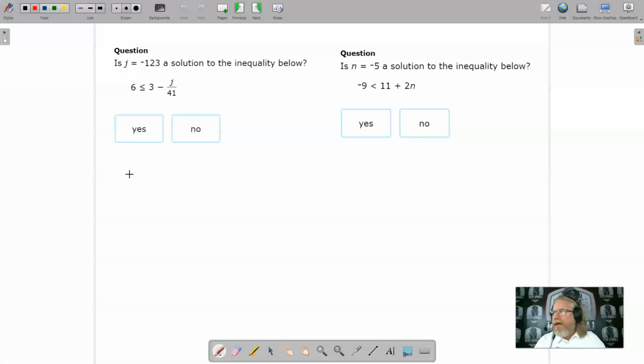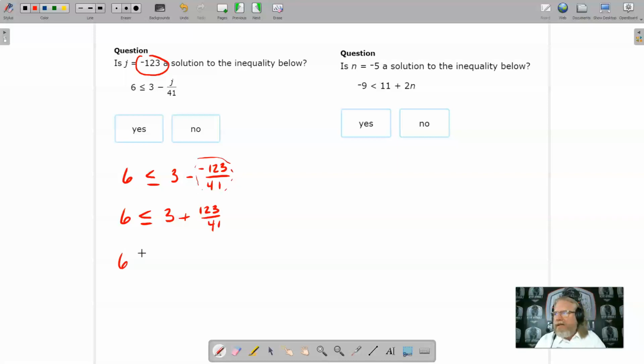Okay, so we'll go ahead and actually work this one out. 6 is less than or equal to 3 minus, and notice we're going to put in negative 123. I'll actually write this out for now. Minus negative 123 over 41. Now minus a negative is the same as plus a positive, so I could write this as 6 is less than or equal to 3, change the sign to addition, then take the opposite of the next number, so a negative 123 over 41 becomes a positive 123 over 41.